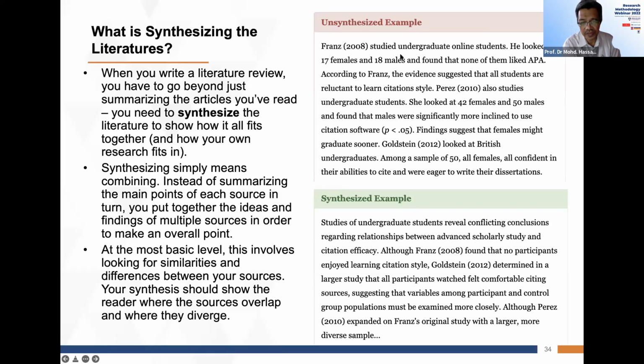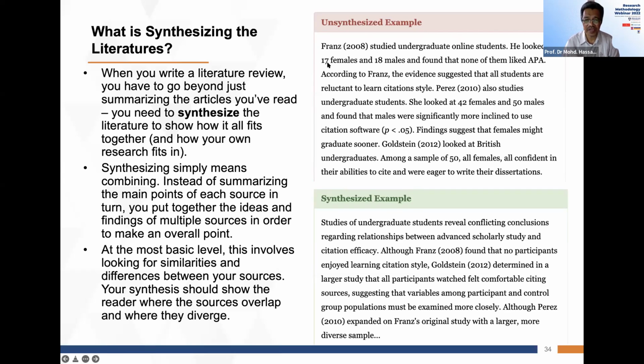This is a source from the Chicago School. The first one is the unsynthesized example. What did they do? They just summarize. Okay, France 2008 studied undergraduate online students. You just report what he did. He studied undergraduate online students.